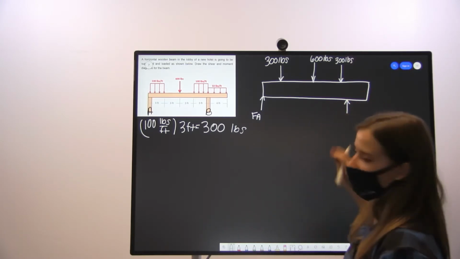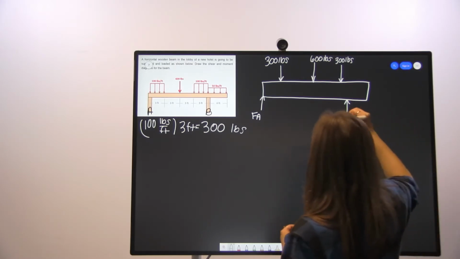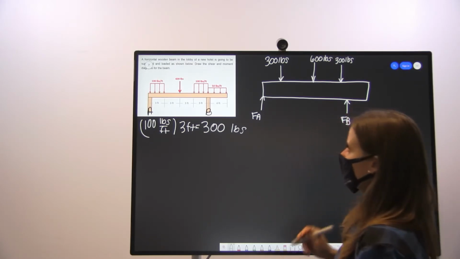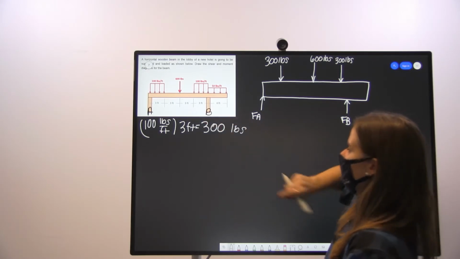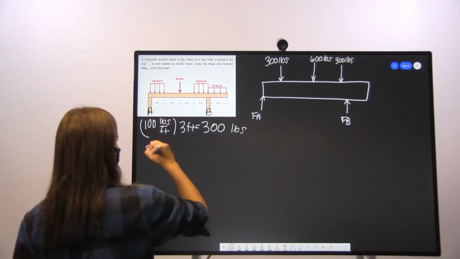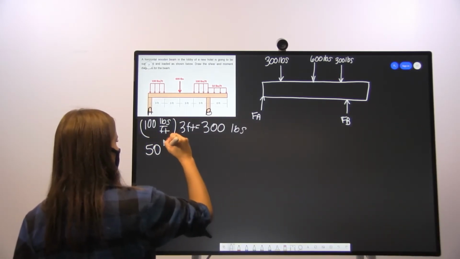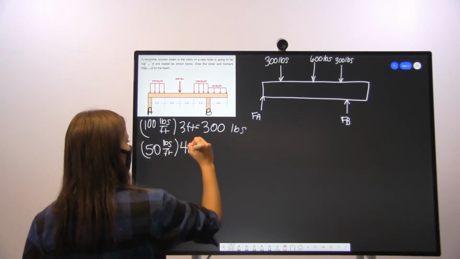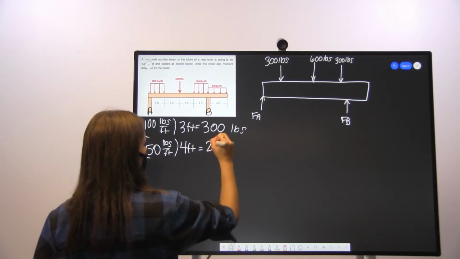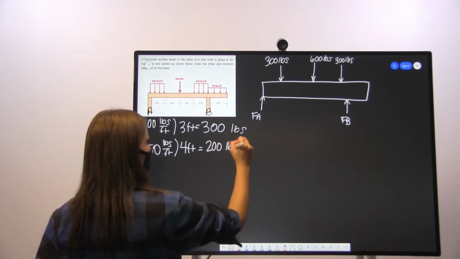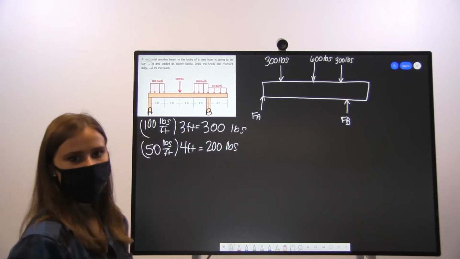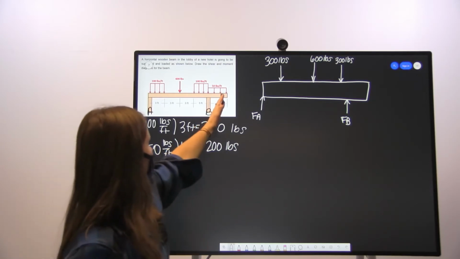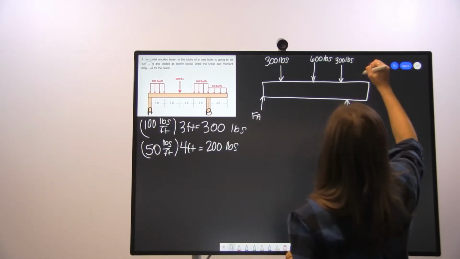And then we have this force at B, the upward force at B. So a reaction force. And we have this final distributed load. It's 50 pounds per foot over 4 feet equals 200 pounds. And then the midpoint of that is going to be 2 feet over.